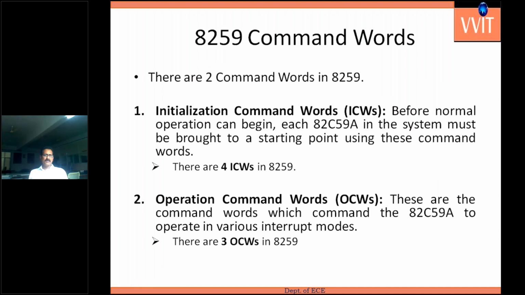Now in the 8259, there are two types of command words. One is the initialization command words and the second is the operational command words. The initialization command words are ICW1, 2, 3 and 4. The operational command words are three: OCW1, OCW2, OCW3. Based on these initialization command words, interrupts are accessed.